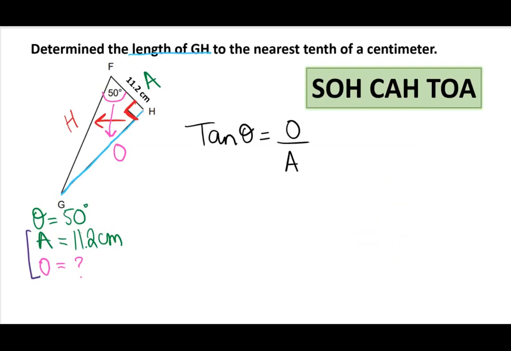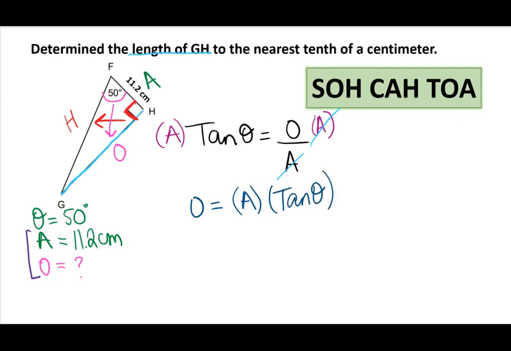So the ratio is tan theta equals opposite over adjacent. We need to isolate O. We're dividing O by A, so we're going to do the opposite. We're going to multiply it. So what we do to the one side, we do it to the other side. So this and this cancel each other out, and we are left with opposite equals adjacent multiplied by tan theta.